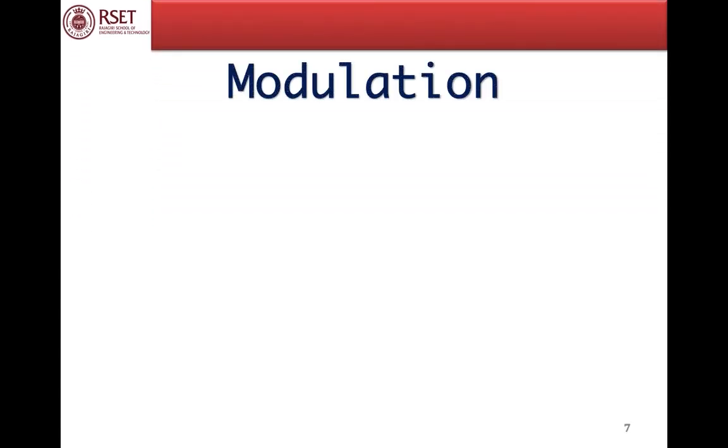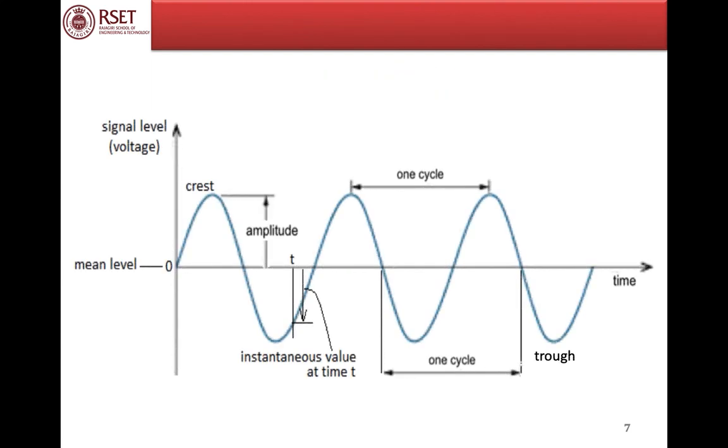To understand modulation, you need to be familiar with certain terms. So first, let us consider a periodic signal, say a sine wave. The signal level is plotted on the y-axis and the time is plotted on the x-axis. You can see that the signal level swings to both positive and negative sides from the mean value. The maximum swing from the mean level is called the amplitude of the sine wave, and the time taken to complete one cycle of the wave is called the time period of the wave.